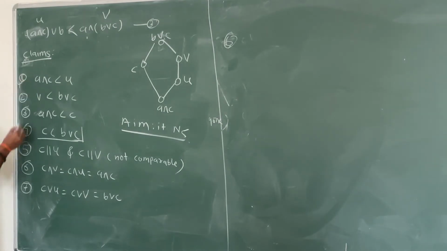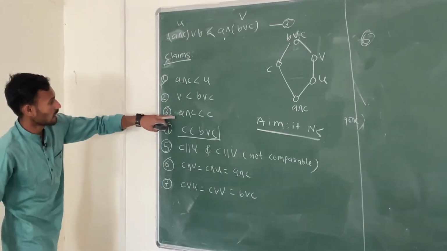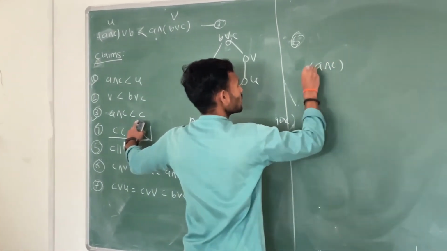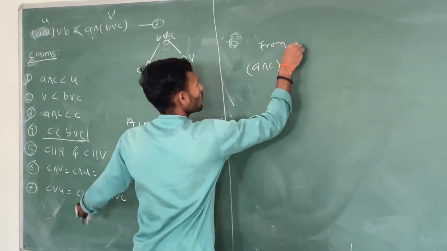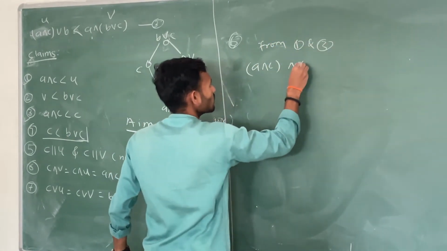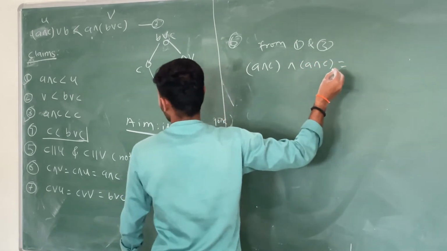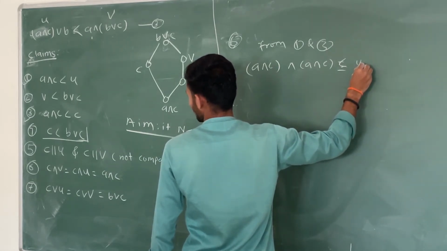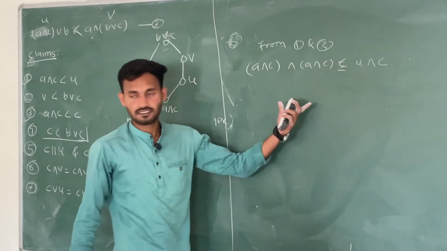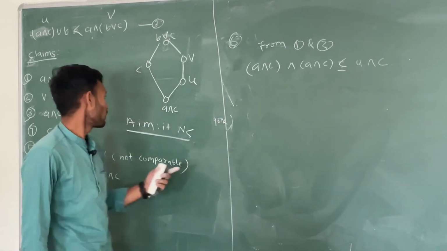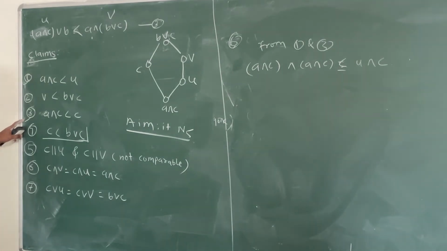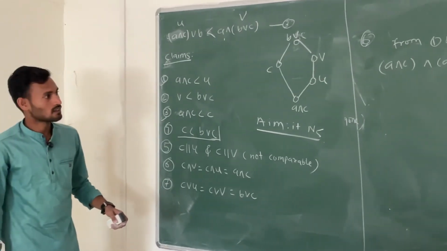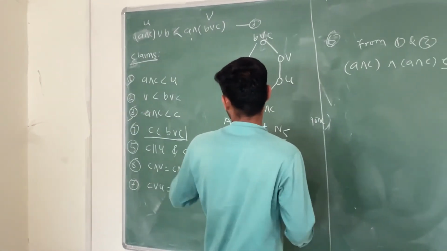If we take this meet and this meet, what can we say? A meet C with U meet C, from 1 and 3, A meet C is less than or equal to U meet C. This is obvious from 1 and 3. It is the same as the left side, A meet C.